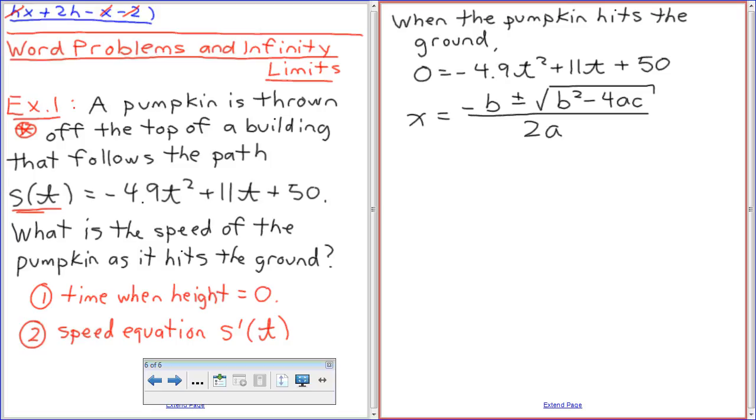I'm going to rearrange that and call that T, because that's technically T. All right, Alistair, can you sub some numbers in for me, please?